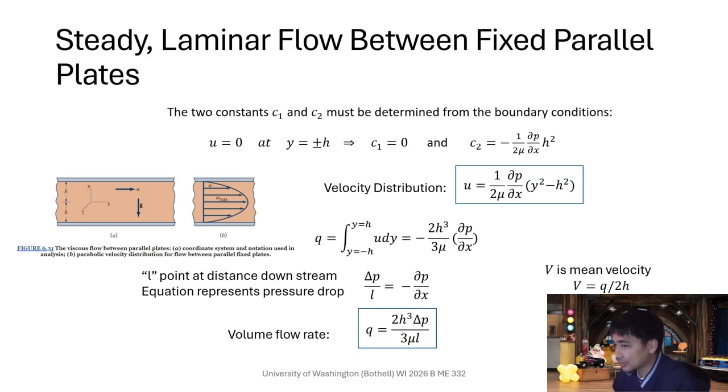And we know all these variables. We have H from this figure here. Delta P is your difference in pressure. 3 is just a constant. And then mu is your viscosity and L is the length.